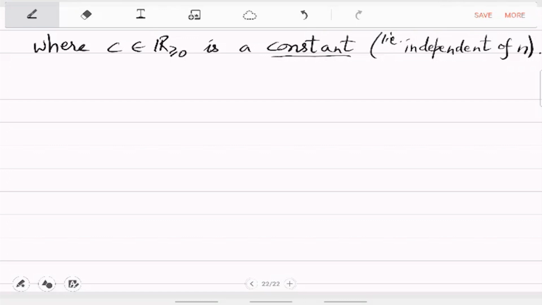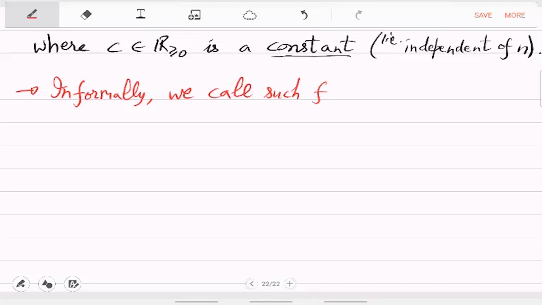So we'll usually shorten it to poly time, and informally we can call these Turing machines efficient algorithms. So informally we call such f, or maybe we call such Turing machines or algorithms, efficient algorithms.